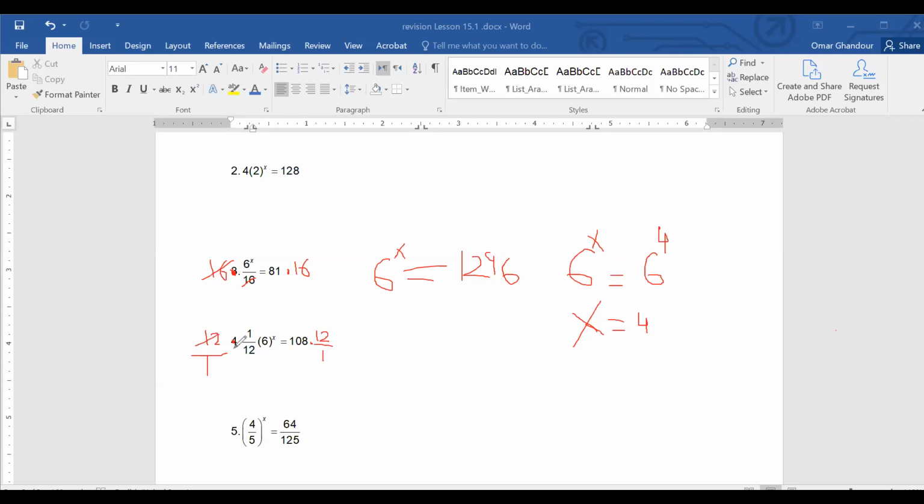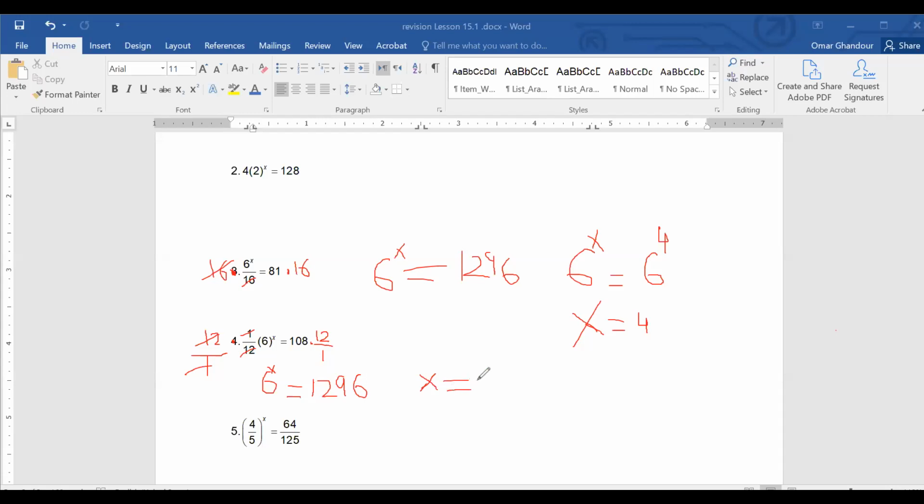What will happen? Cancel, cancel, cancel, cancel, and you are left with 6 to the power of x equals, let's see, 108 multiplied by 12. What is the value of 108 multiplied by 12? It's 1296. So actually they became the same question. Sorry, this is 6 to the power of x equals 1296. Okay, so actually again x is going to be equal to 4.